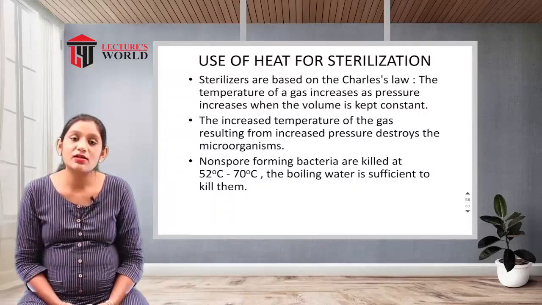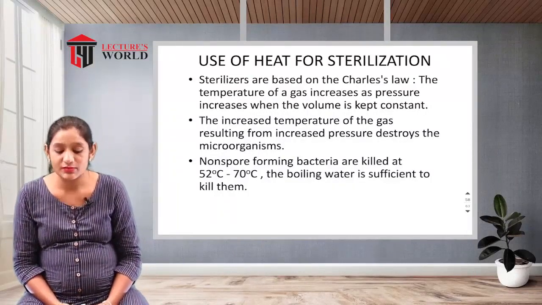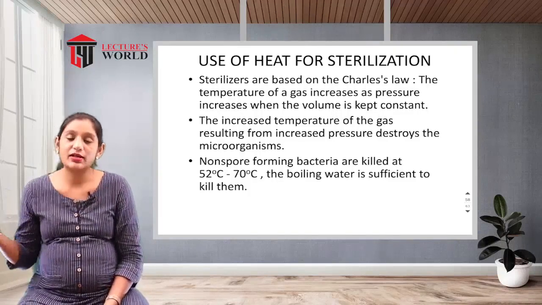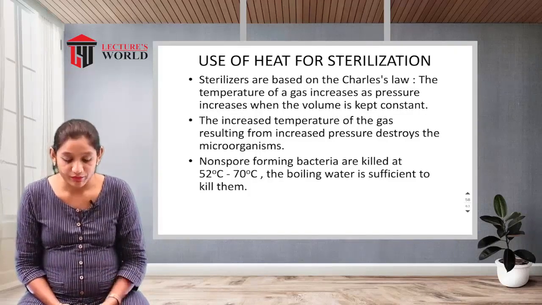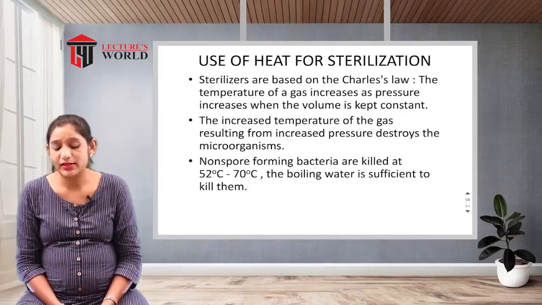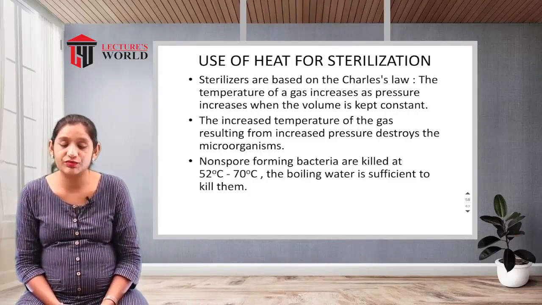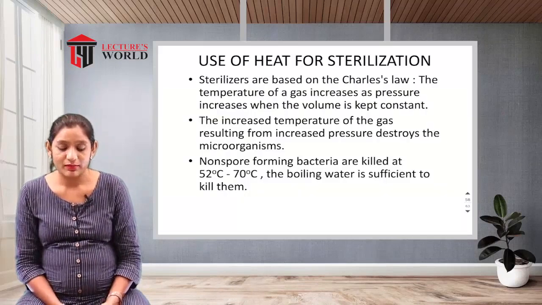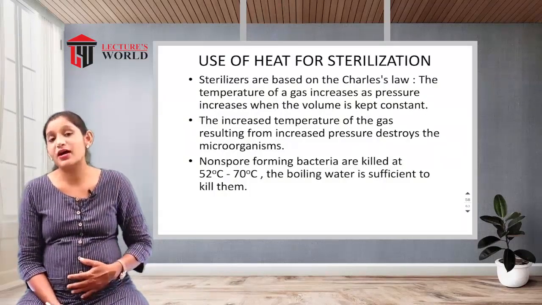According to the rise in temperature and pressure, the microorganisms are destroyed. Non-spore forming bacteria are killed at 52 to 70 degrees centigrade. That means the non-spore forming ones, which are very hazardous, are killed at this range.